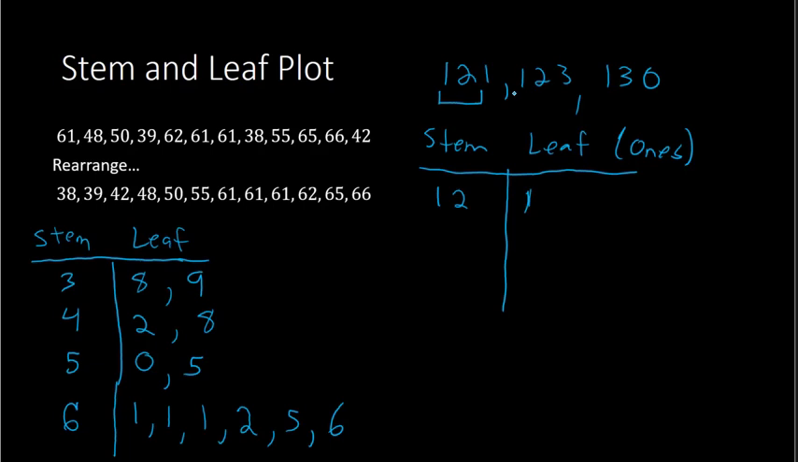And then for 123, right here, the 3 is the leaf. That's the last number, the ones place. So we have a 3 for the leaf. So this means 121 and then 123. And then for 130, 13 is your stem, and 0 is the ones place, which is the leaf. So we'd have 13 here and a 0 right there.